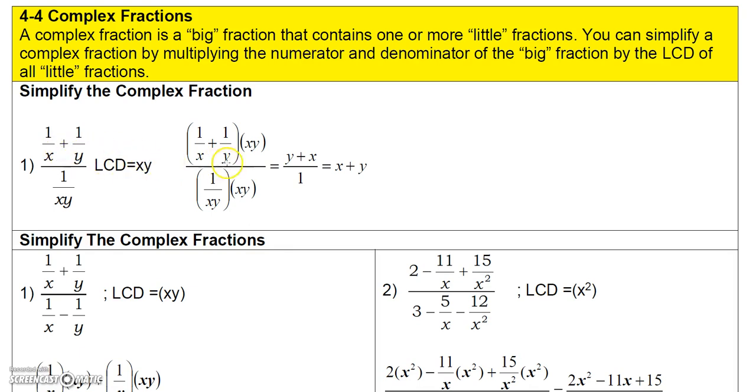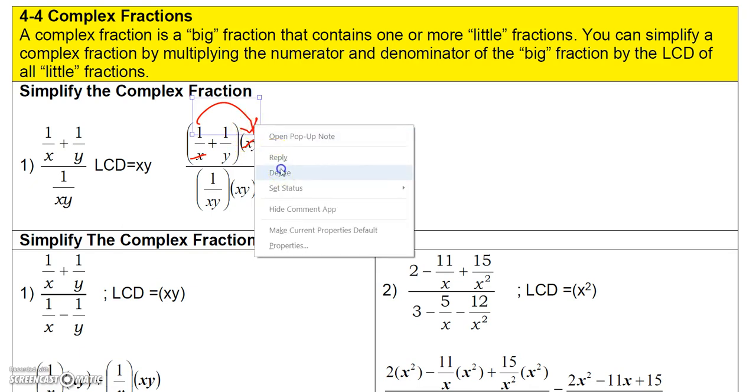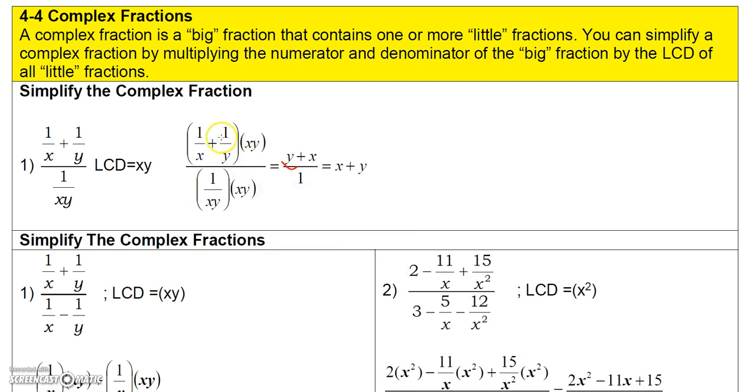So what we're going to do here is multiply the fractions in the numerator by xy and the fractions in the denominator by xy. Now when we multiply the fractions in the numerator, 1 over x times xy is going to be xy over x. And so the x will cancel there, and then we'll just have y. So we get y here. Alright, and then when we distribute the 1 over y times xy, then the y's cancel, and we just get x. So we get y plus x.